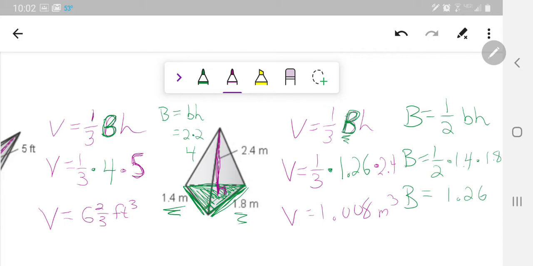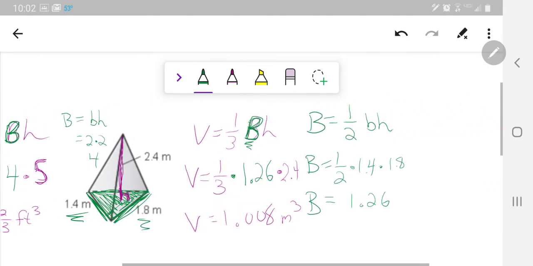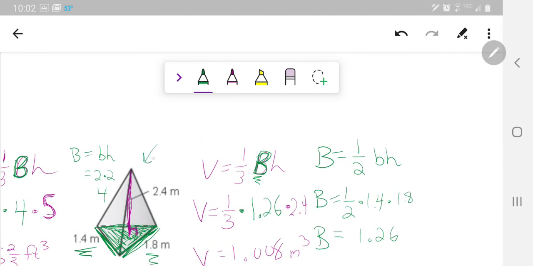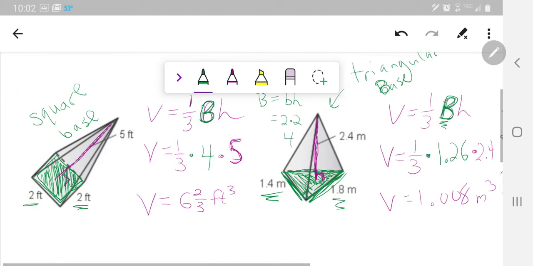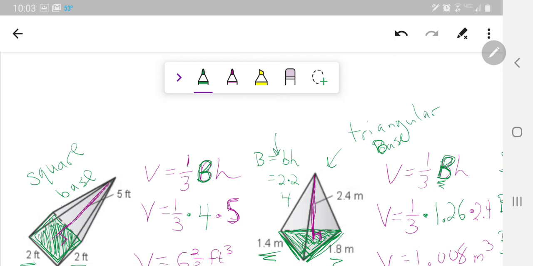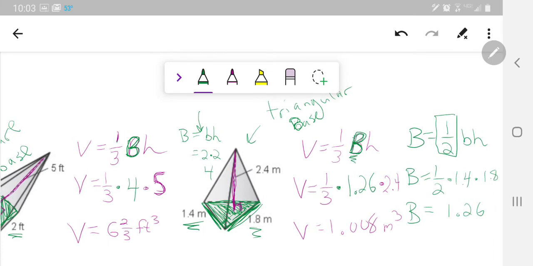So what's the big difference here? The big difference is the base. The base on this left one was a square base, which is the same as a rectangle. You'd solve it the same way. And then here is a triangular base. We'll call it big B to not get confused. You see how the difference is that 1/2 there. Over here, there's no 1/2 because of the shape of the base. So there we have it. That is our little review.